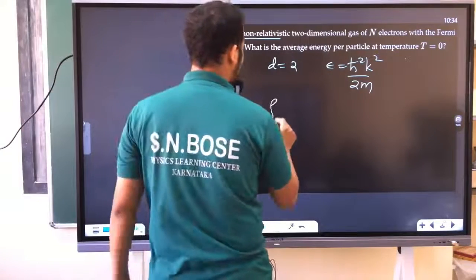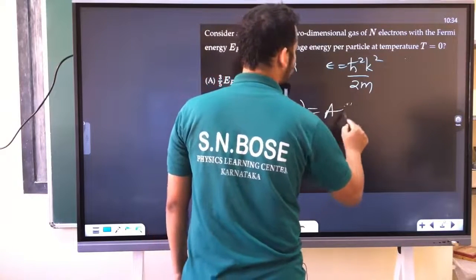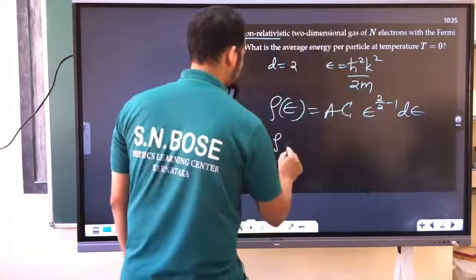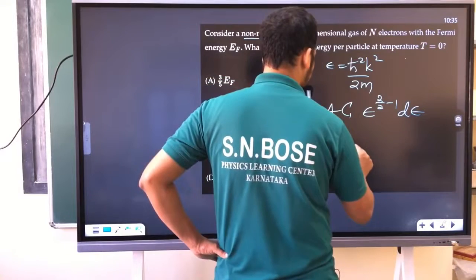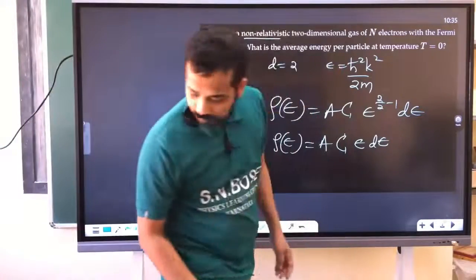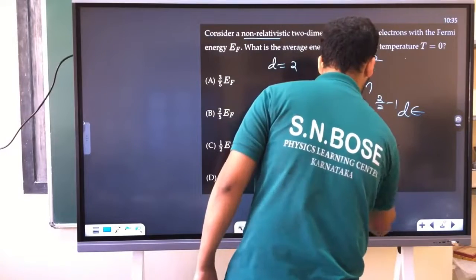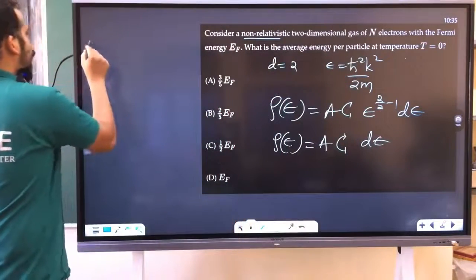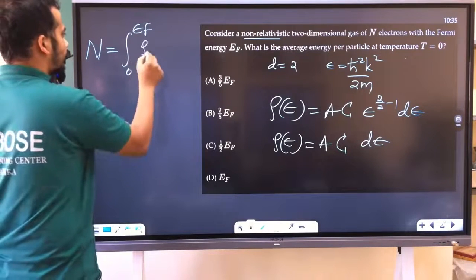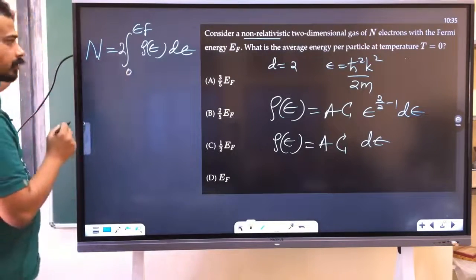First, I'll find rho of E. It is a 2 dimension, so rho of E is equal to area, constant into E power D by 2 minus 1. That's equal to area into some constant into E power 0, independent of E, isn't it? Then you need to do these two actually. Number N is equal to integral 0 to EF of rho of E dE. He said electron, it doesn't matter when you take the ratio, that factor 2 will get cancelled, but still take the factor 2.